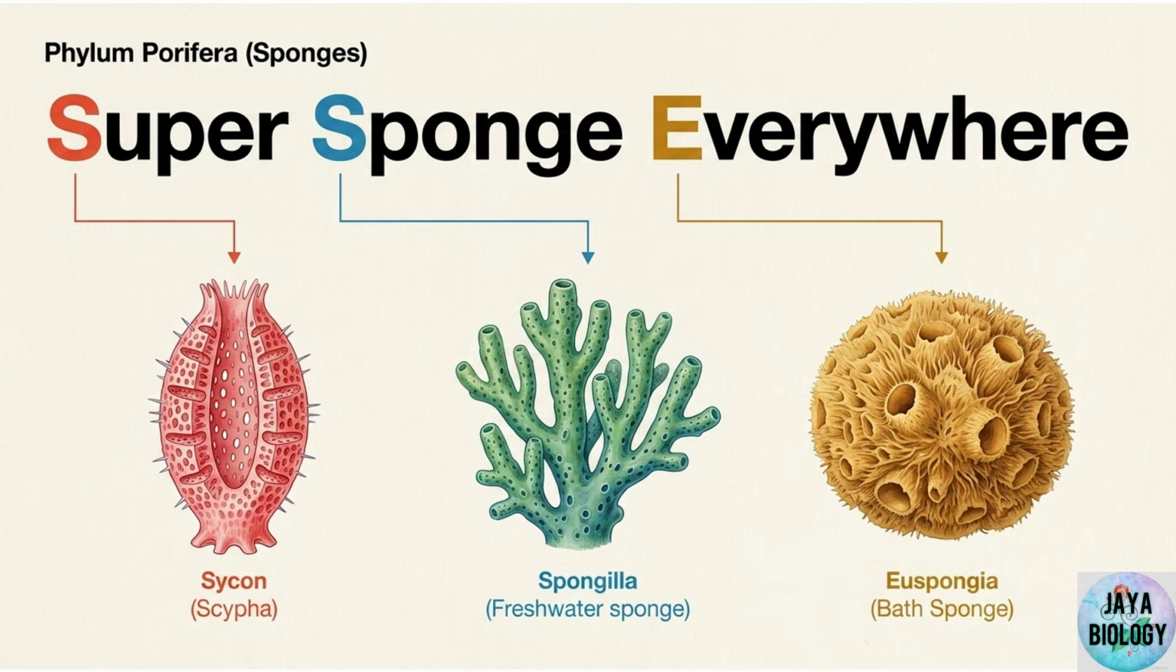Now see, this is the first mnemonic, super sponge everywhere, for phylum Porifera. Sycon, Spongilla, Euspongia. Sycon is also known as skyfish, Spongilla is known as freshwater sponge, Euspongia is known as bath sponge.